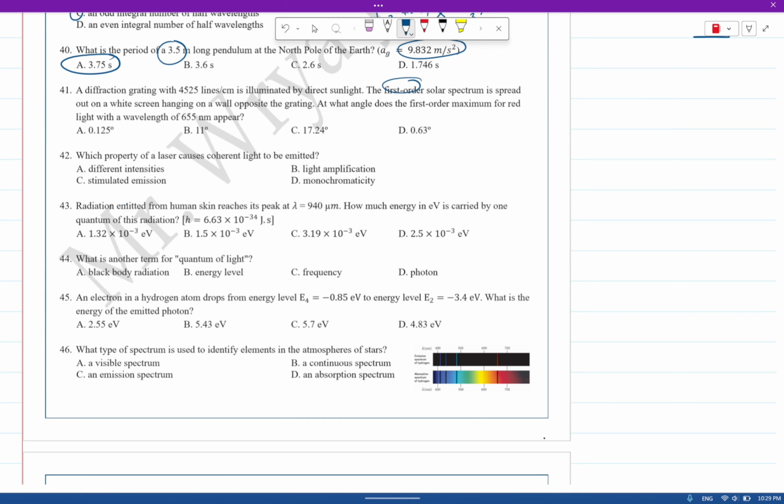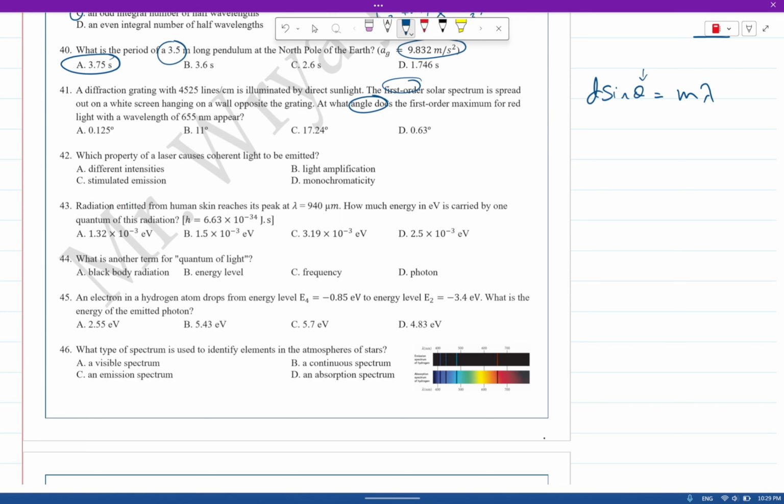The question says at what angle, so you'll have to find sine theta. This is the equation first. Since it is first order for the bright, you could say constructive, d sine theta is equal to m lambda. You know this one. So we're trying to find this angle right here. But first of all, let me find the slit separation here.